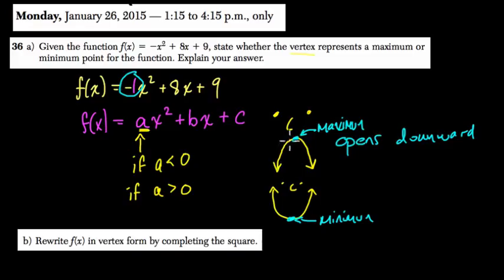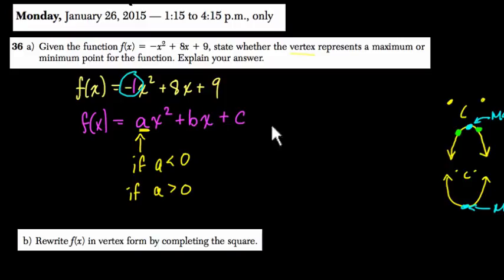What you could do is find the vertex and then plug in an x value before the vertex and after to show that the points to both sides of the vertex are indeed less than the height of the vertex. So let's just do that really quickly so you get a sense of this. So how do we find the vertex? Well, first of all, we want to find what's called the axis of symmetry. And that is the line on which the vertex lives, the vertical line.